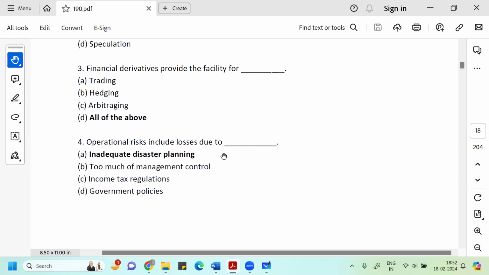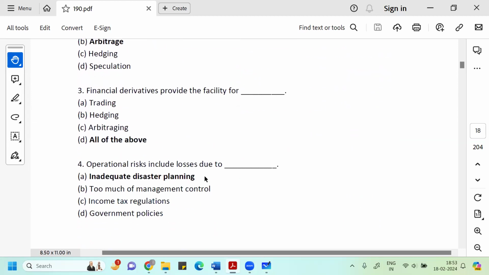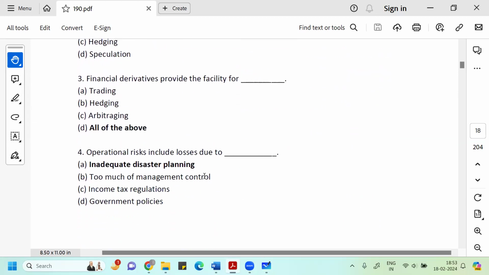Operational risk includes losses due to government policies? No, government policies and all come under market risk. Income tax regulation, again, will come under market risk. Too much management control might not be an operational risk; it may be a regulatory risk or something like that. So there's only one option left, called inadequate disaster planning.